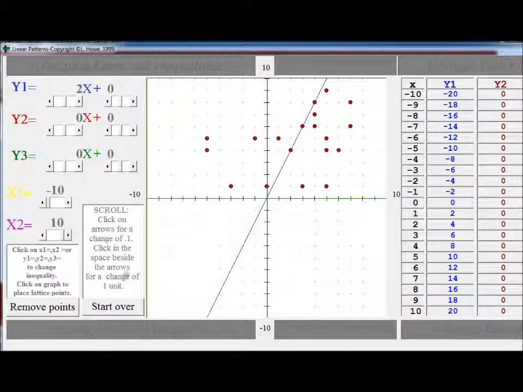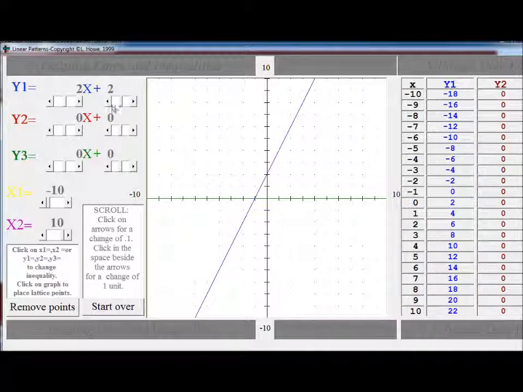You could click on lattice points, like you could click on these lattice points. You can remove those points. So like right here, if we wanted to say the point 1, 2 is on our line, you could do that. And then the b, y equals mx plus b, you could see how the line moves up or down.